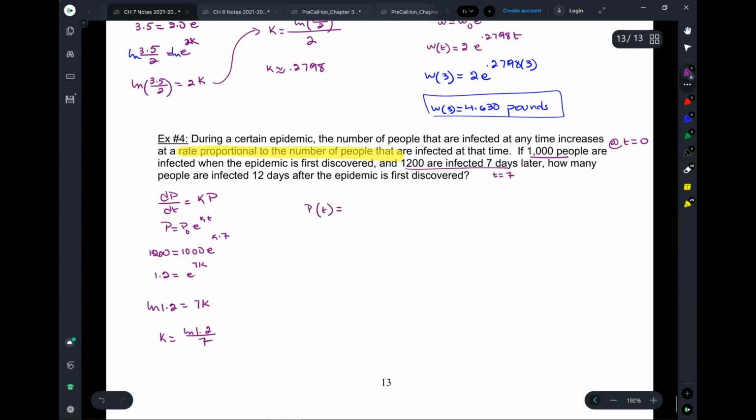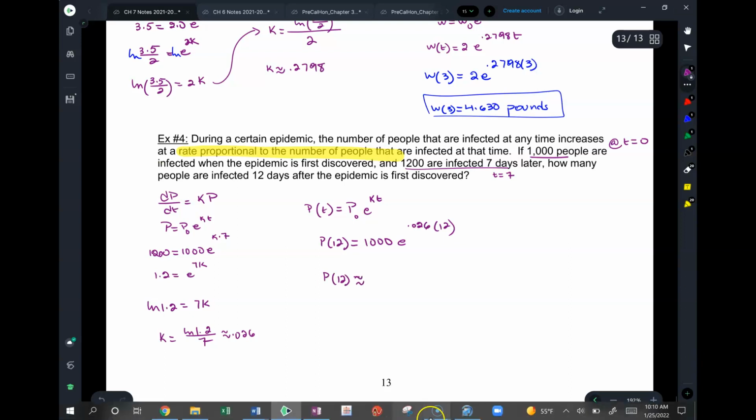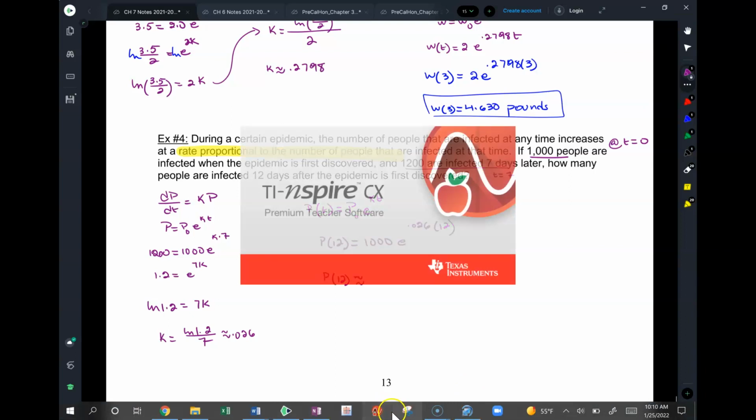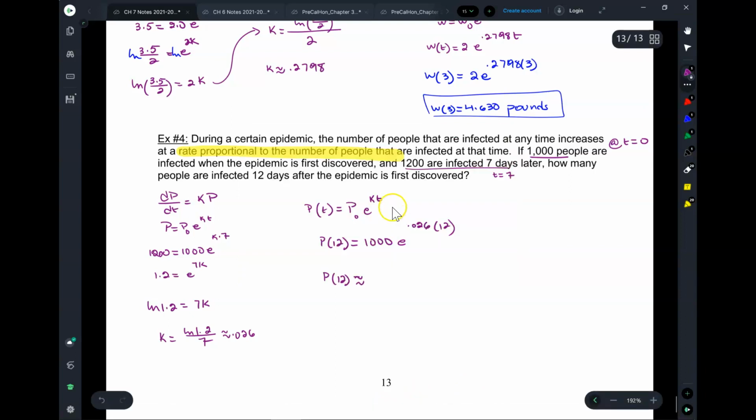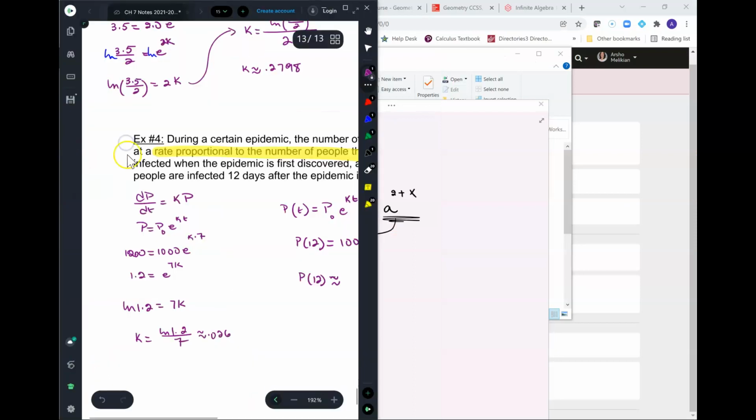So now P of t is P naught e to the kt. What we want is P of 12, which is 1,000 e to the 0.026 times 12. So k is about 0.026. So P of 12 is roughly 1,367 people, I believe. But I also want to show you how to get the most accurate answer here, because sometimes it does make a difference.